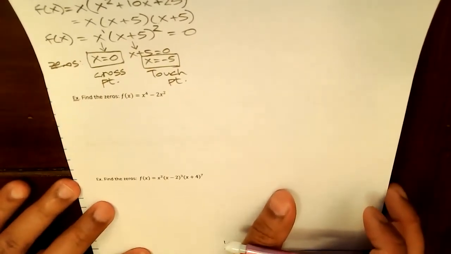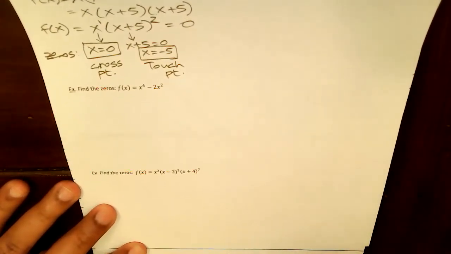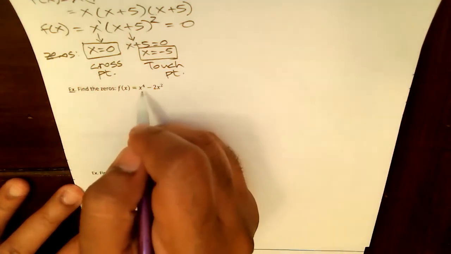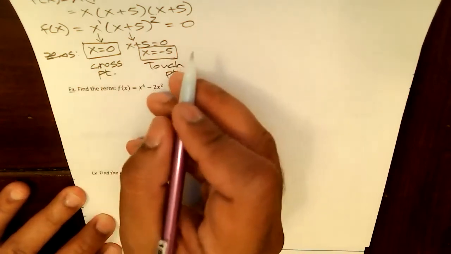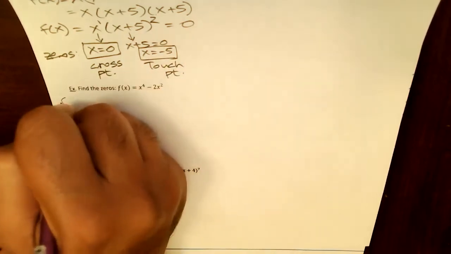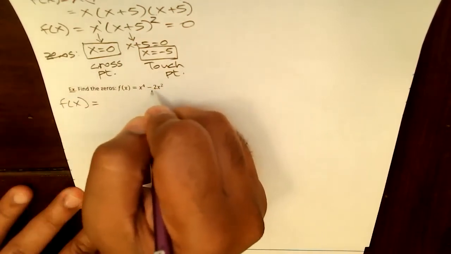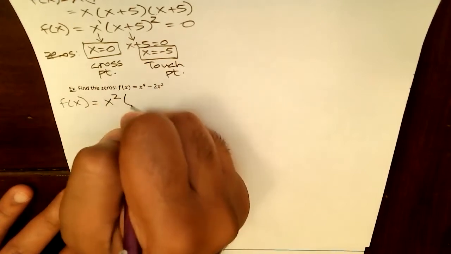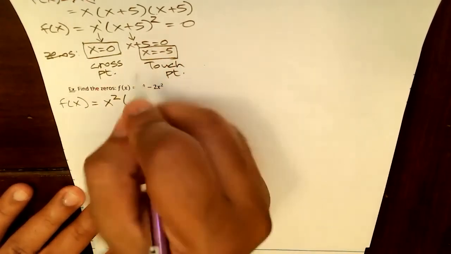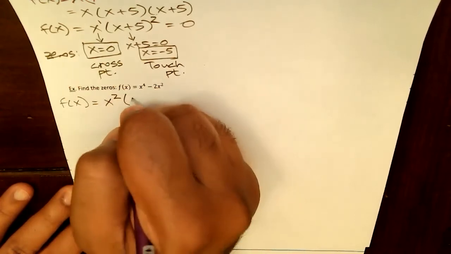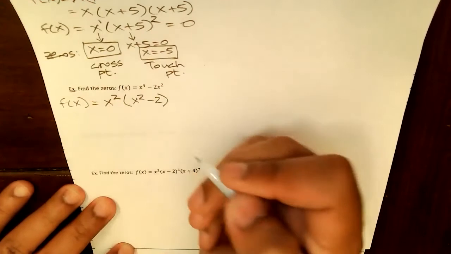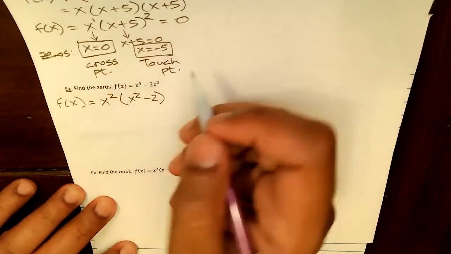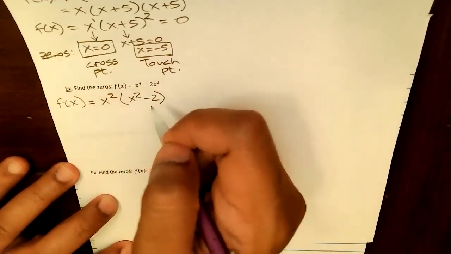In the next example, I have the function f of x equals x to the power of 4 minus 2x squared. So here I only have two terms. So again, I'm going to solve this by simply factoring. So what I'm going to do is see what they have in common. For these two terms, what they have in common is an x squared. So after I factor out an x squared, I'm going to be left with x squared minus 2. So this is the factored form of it.